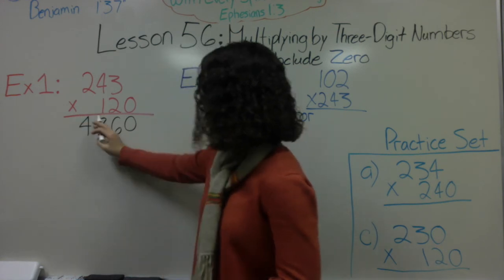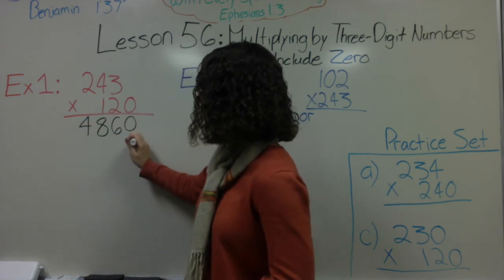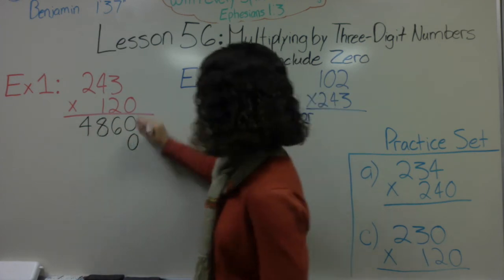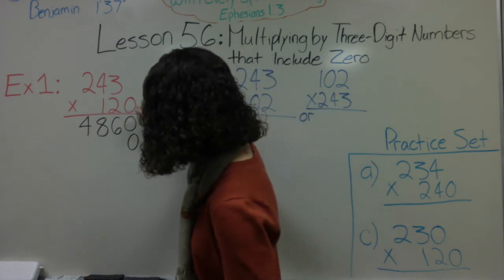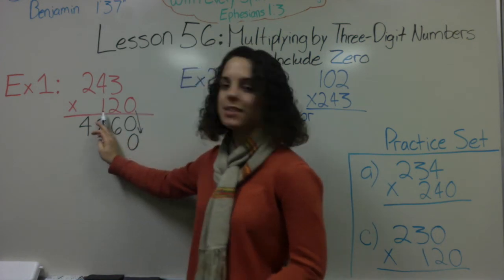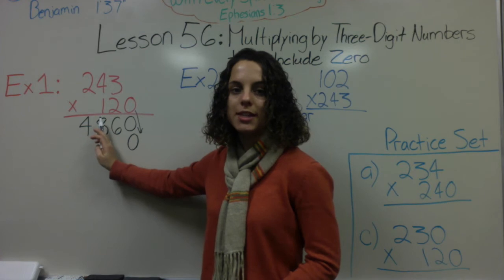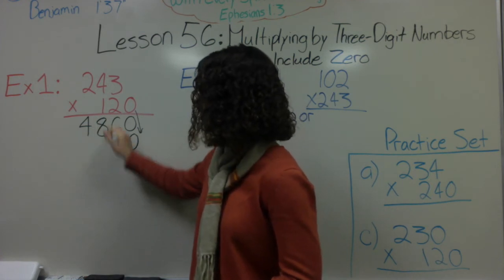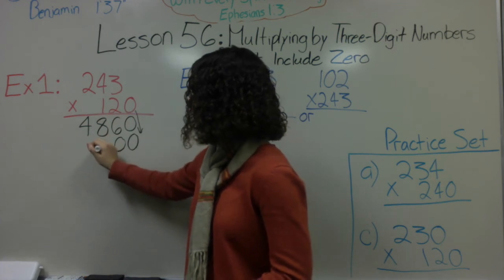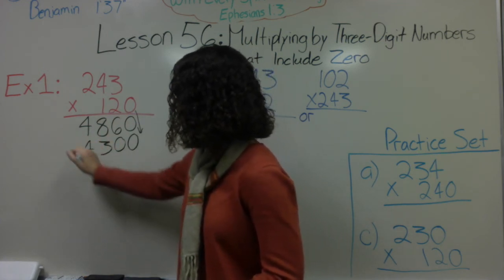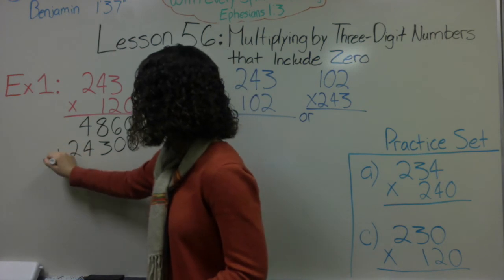Now I'm multiplying by my 1. This is still my dropped 0, but my 1 is now acting as my tens place. I'm going to draw an arrow from here because this is just my dropped 0. But since my 1 is acting like it's in my tens place, I need a 0. I need 1 0 as a placeholder. 1 times 3 is 3, 1 times 4 is 4, and 1 times 2 is 2. Then I add.